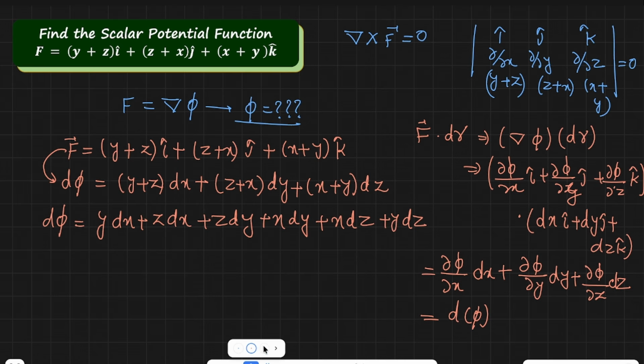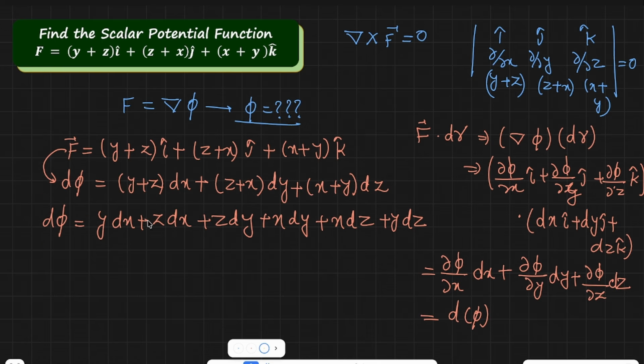Now we will use the inspection rule. It's a very, very important reverse process, and I will tell you, this trick will 100% work. See, this is dx. If I'm going to integrate all these terms here, the integration of y with respect to x is not possible. Integration of z with respect to x is not possible.